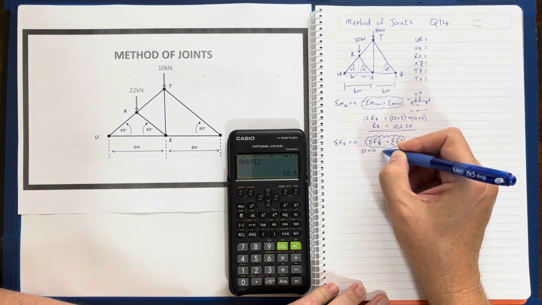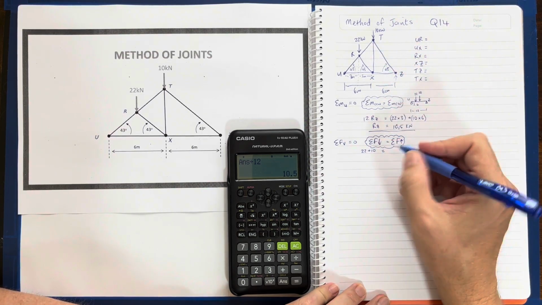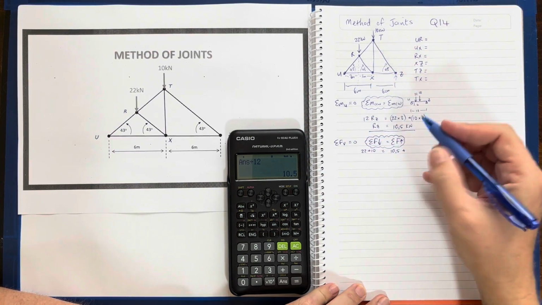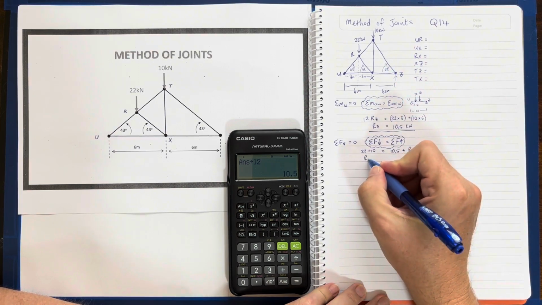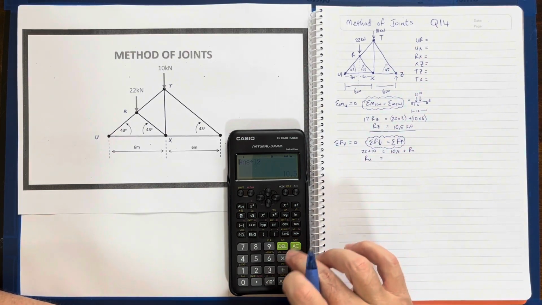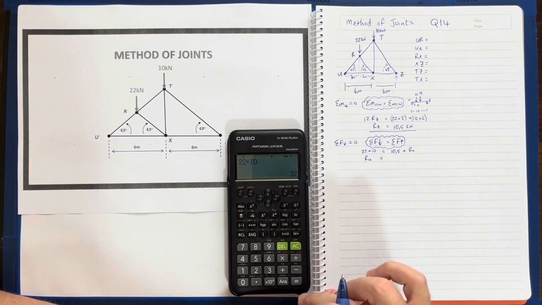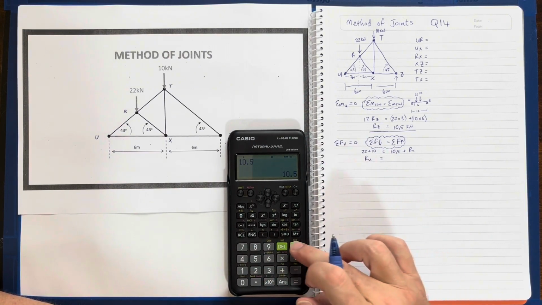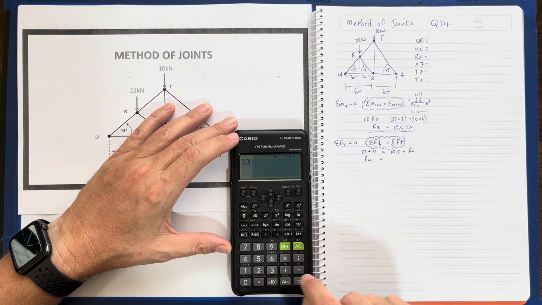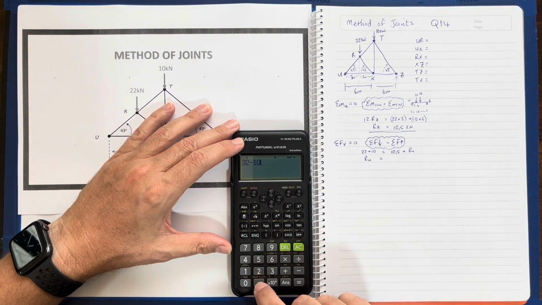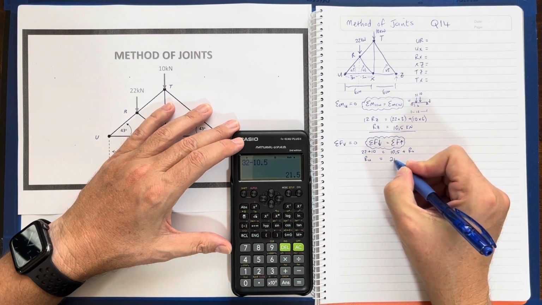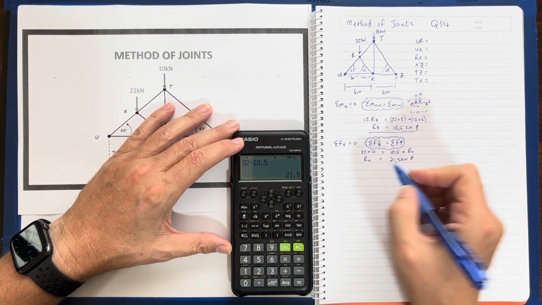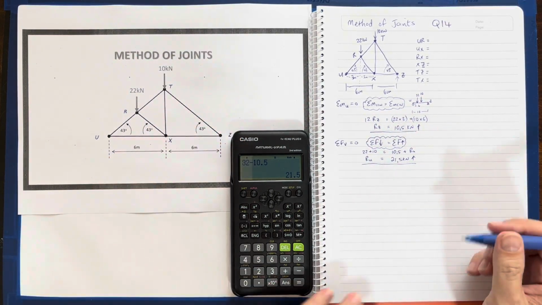22 plus 10 equals 10.5 plus whatever's pushing up, which is going to be the reaction at U. My reaction at U is 22 plus 10, obviously it's going to be 32, minus 10.5. I did something wrong there. 32 minus 10.5, 21.5 kilonewtons, and again, it's positive, so it's going to be upwards.